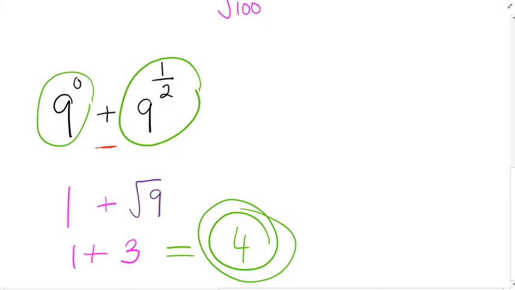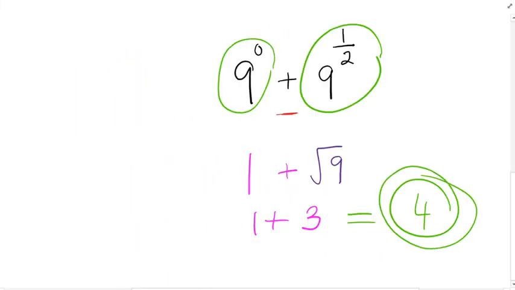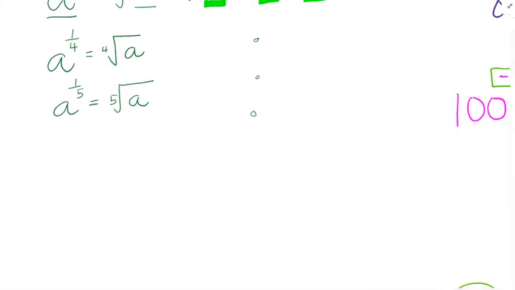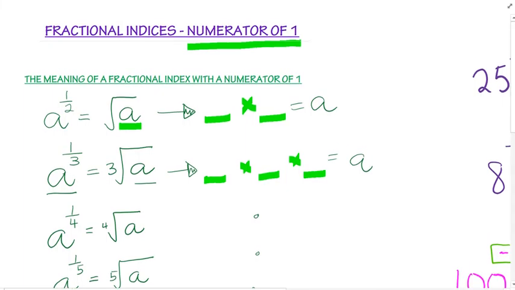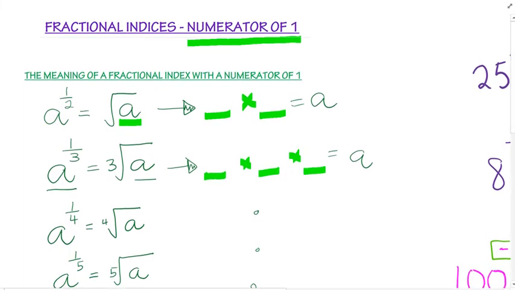Now, lots of questions for you to practice, but the only thing you want to remember is, let's take it way back. Fractional indices: a to the power a half implies the square root, a to the power a third implies the cube root, a to the power a quarter, the fourth root, and so on and so forth. Have fun with the exercise, do well, and I wish you the best of luck.